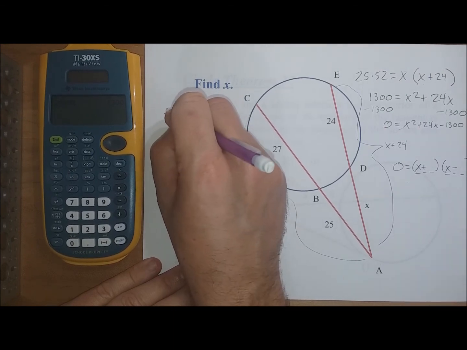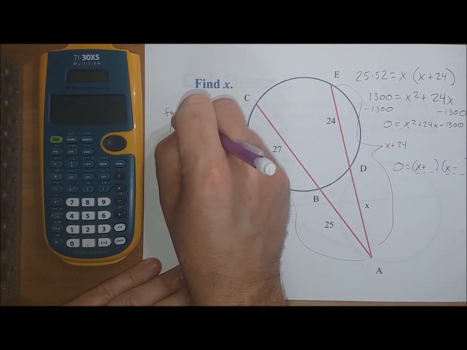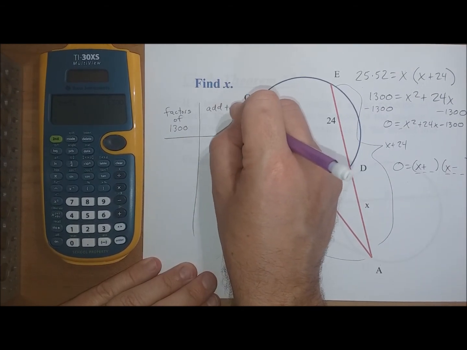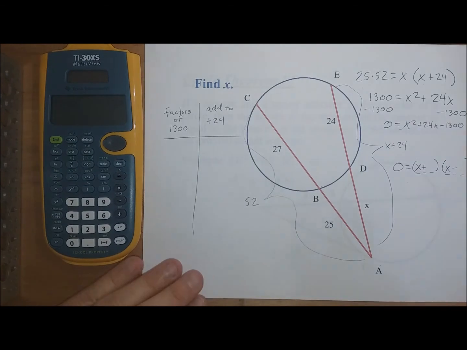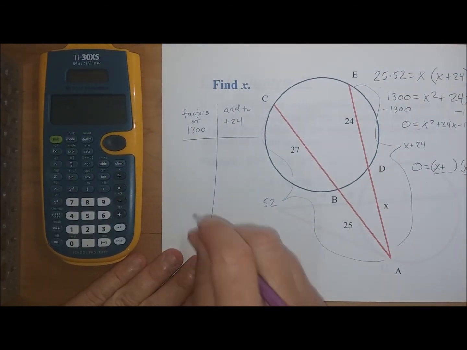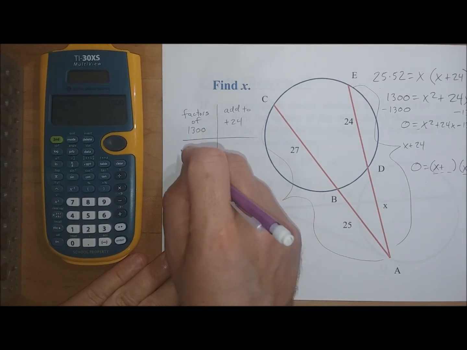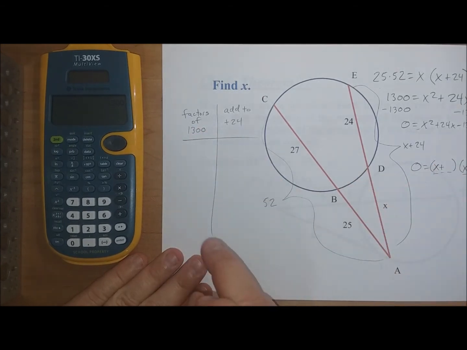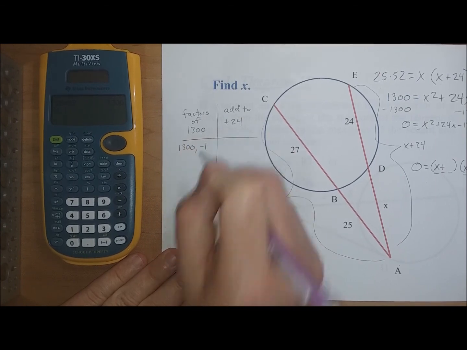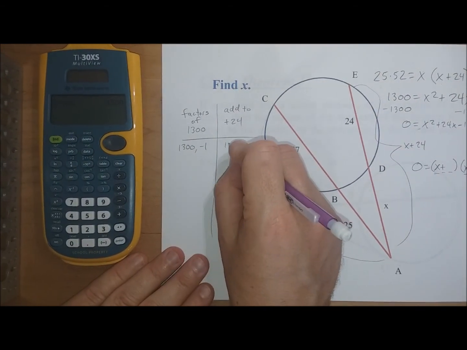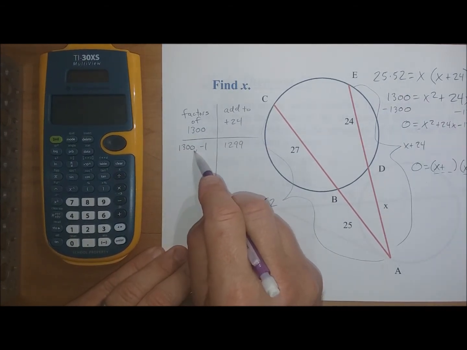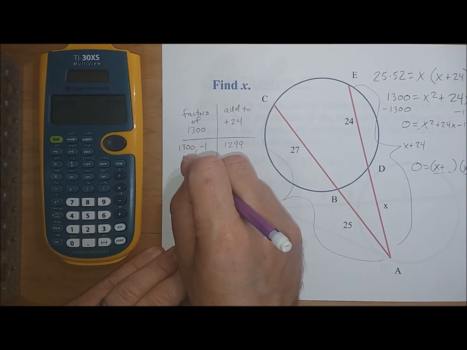We're going to list our factors of 1300 and see if they add to positive 24. Okay, factors of 1300. If you want, start with 1300, and since we might as well bring the signs along with us, 1300 times negative 1. Well, that's going to give me 1299. Doesn't work. And here's a little thing that I like to do: just split that in half and double that one and just keep going.